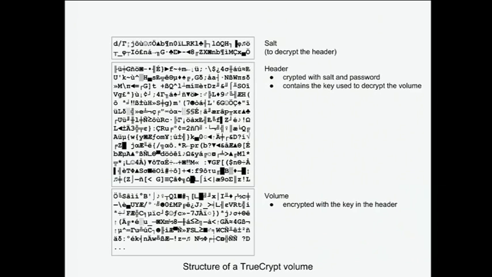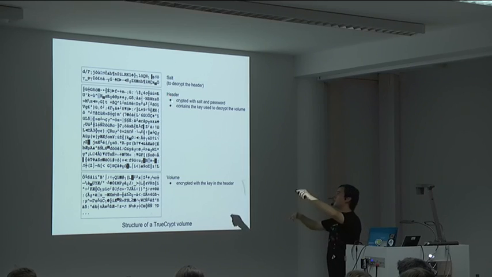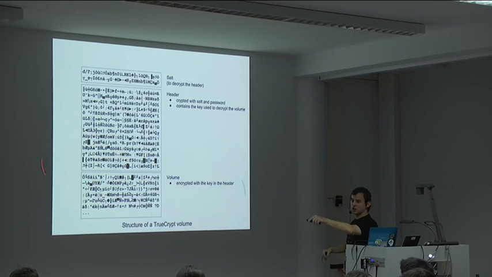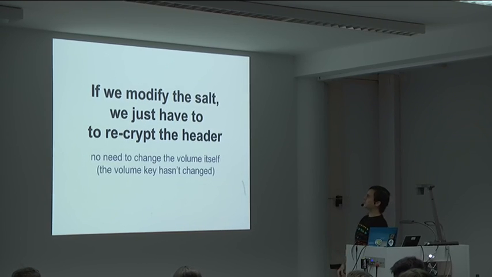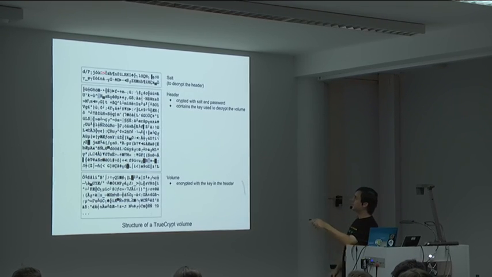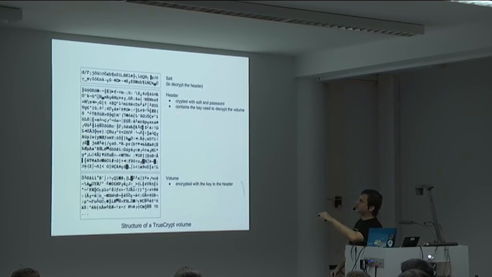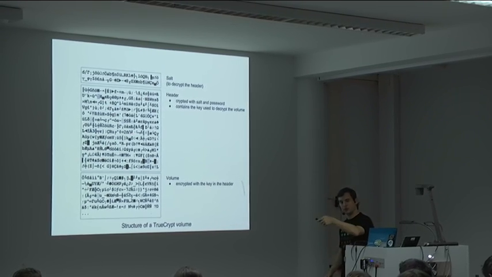So this is the actual structure of a TrueCrypt volume, even if it looks random. This is the salt that, with the password, will be used to decrypt the header. And the header contains some parameters and also the key that will be used to decrypt the whole volume. So there are two levels. Decrypting the header gives you the keys, and the keys give you the whole volume. To decrypt the header, you need the salt first. So if we modify the salt in any way, we just need to decrypt the header and re-encrypt it with the new salt easily.